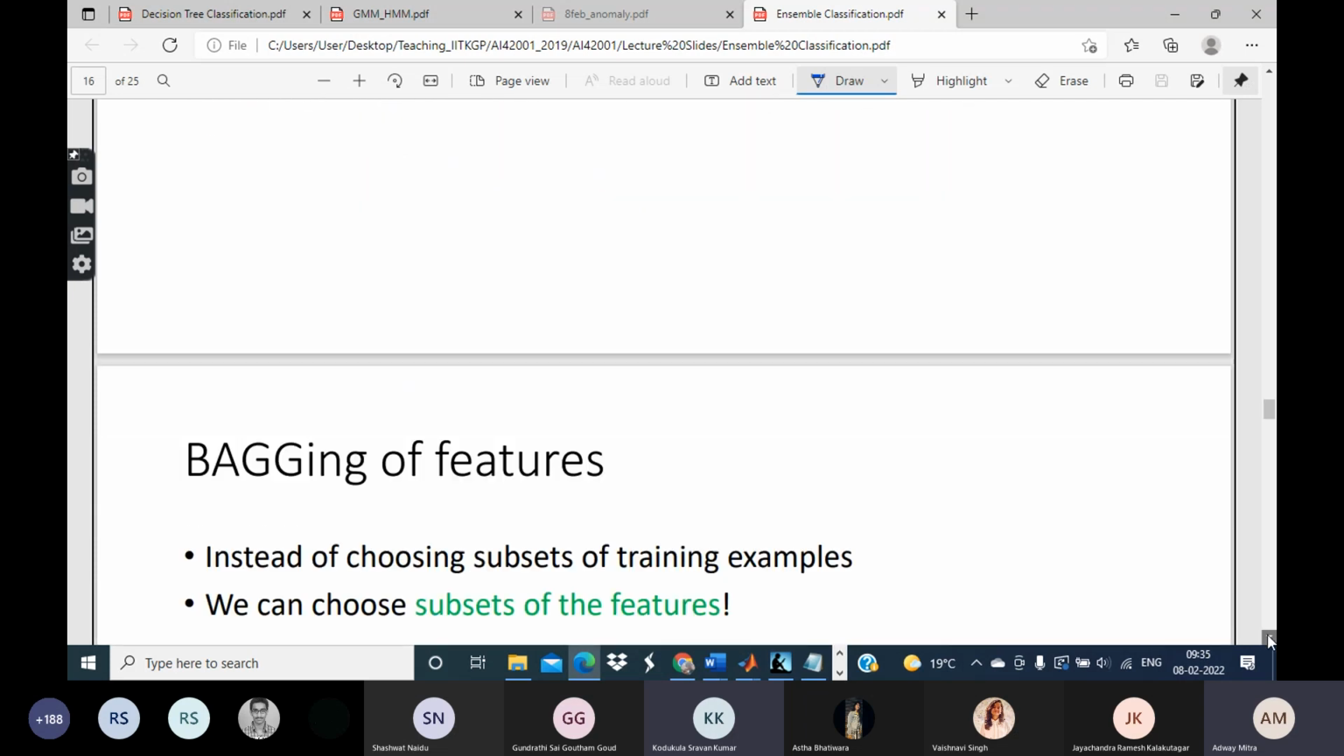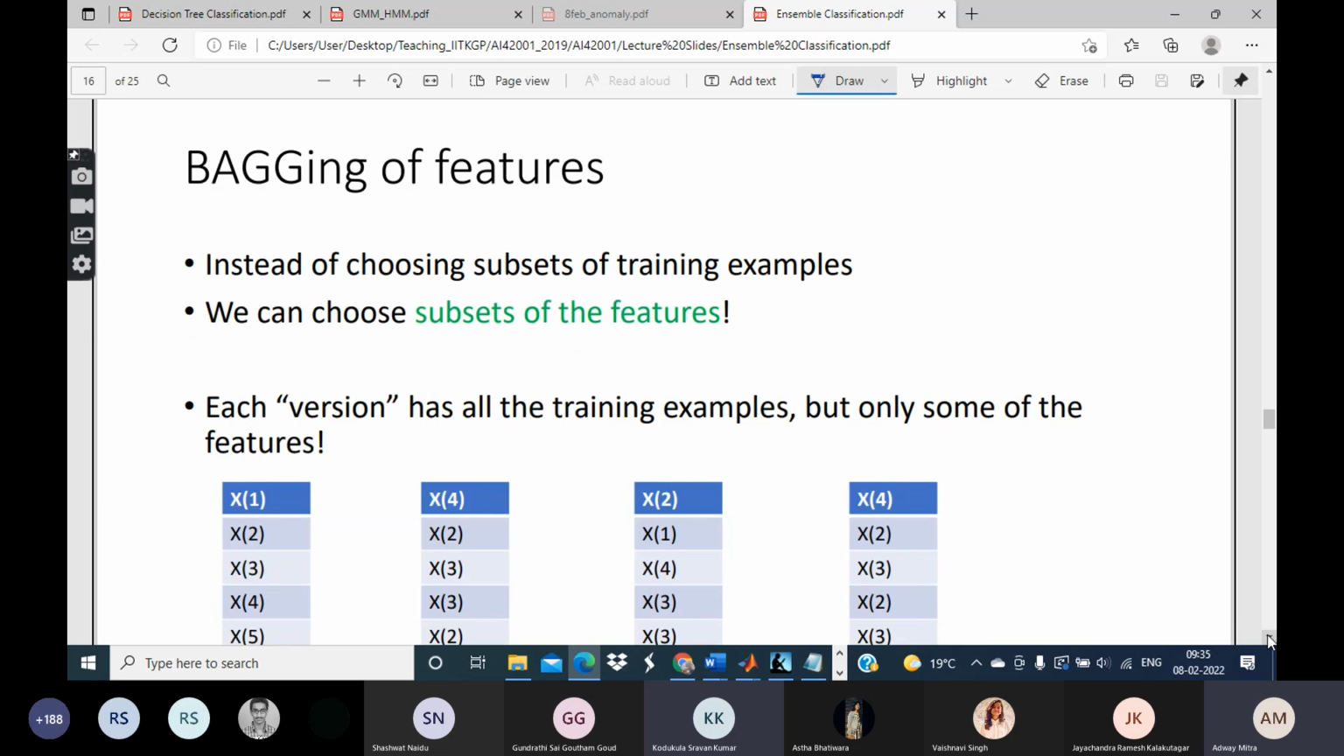Another thing which I mentioned earlier is that now, instead of considering different versions of the data set containing different sets of examples, what we can also do is keep the examples the same, but the features will be different.